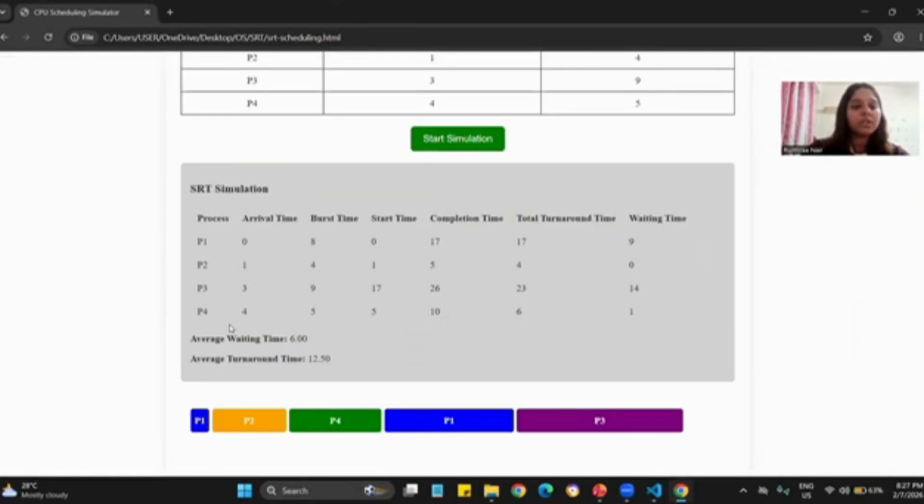After P2 finishes, the algorithm compares the remaining times of P1, P3, and P4. Since P4 has the shortest remaining time, it executes next, followed by P1 and P3. Once all the processes have completed, the simulation automatically calculates the waiting time and turnaround time for each process and displays the results together along with the Gantt chart. So this is the Gantt chart and this is the result of each process. This demonstrates how the SRT algorithm always prioritizes the process with the shortest burst time to improve scheduling efficiency.